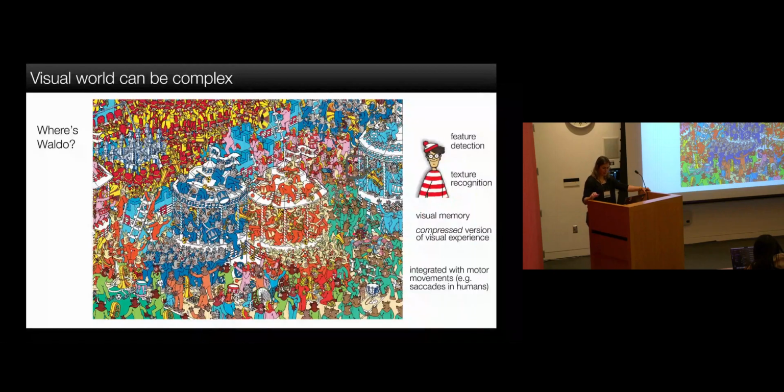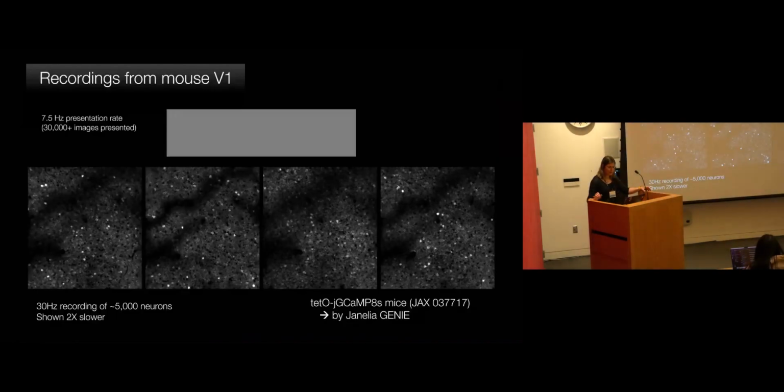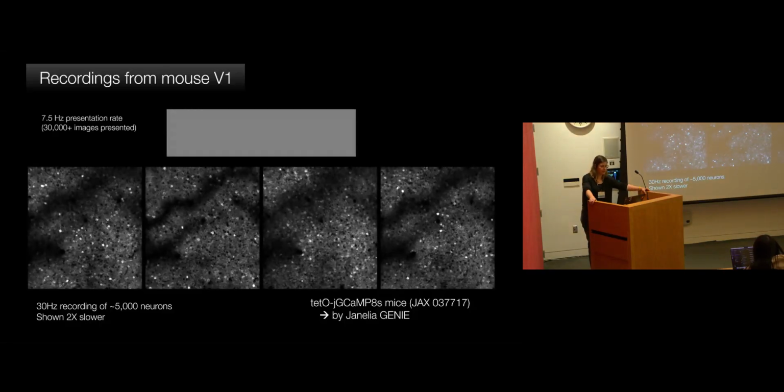And while you did this task as well, you were integrating your visual experience with your motor movements and saccading around the image. So when we think about visual processing, we're thinking about a lot of these different steps. And to study these questions, we use 2-photon calcium imaging.